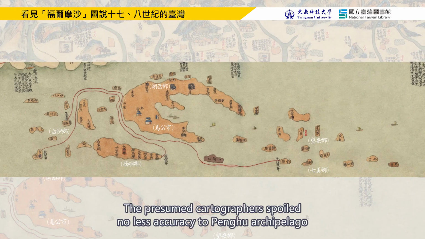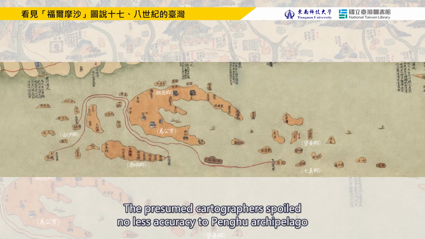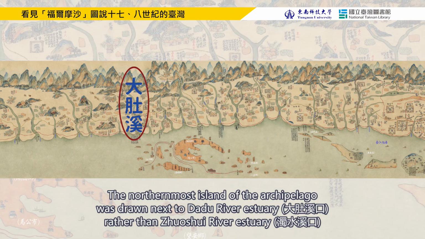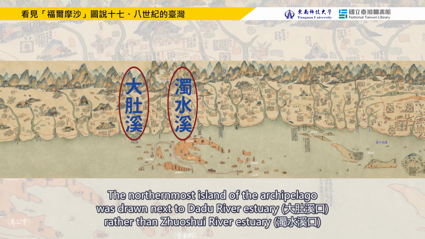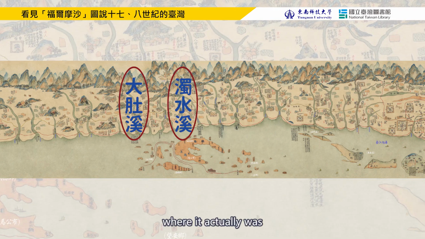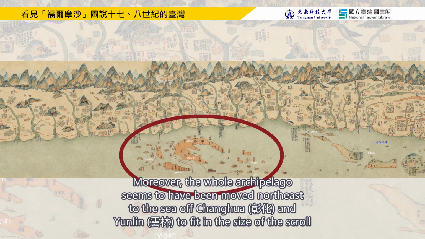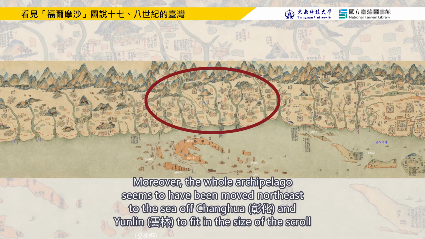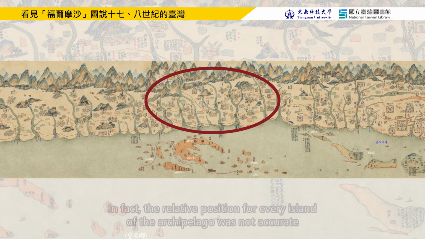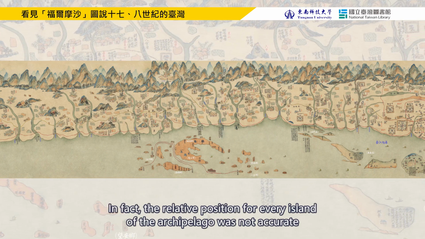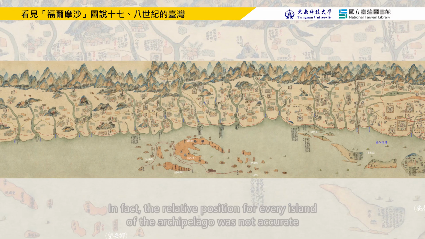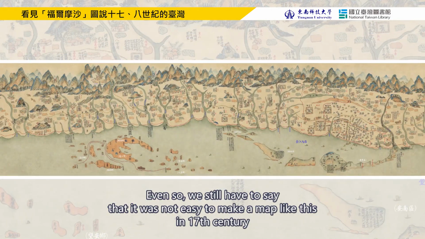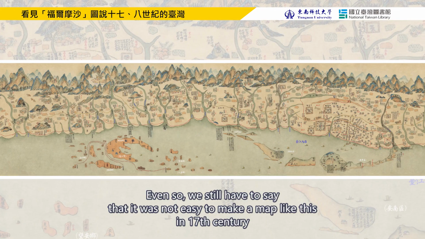The presumed cartographers spared no less accuracy to the Penghu archipelago. The northernmost island of the archipelago was drawn next to Dadu River estuary, rather than the Zhuoshui River estuary, where it actually was. Moreover, the whole archipelago seems to have been moved northeast to the sea off Changhua and Yunlin to fit in the size of the scroll. In fact, the relative position for every island of the archipelago was not accurate. Not even close. Even so, we still have to say that it was not easy to make a map like this in the 17th century.